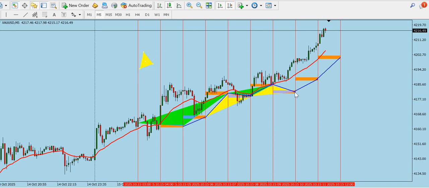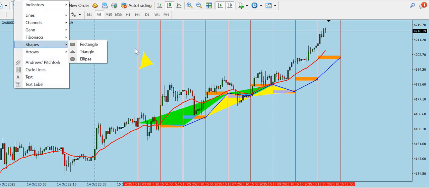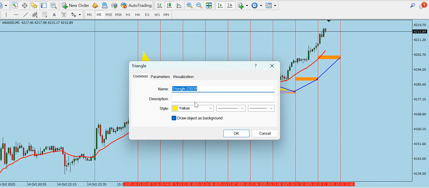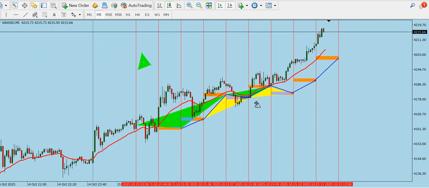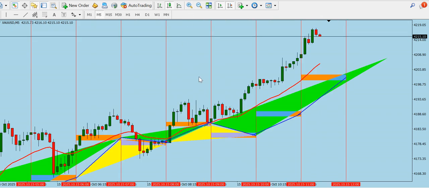Now the last segment is a bullish trend. I'll map that with a lime colored triangle. So that's how to set up the mega smash chart.